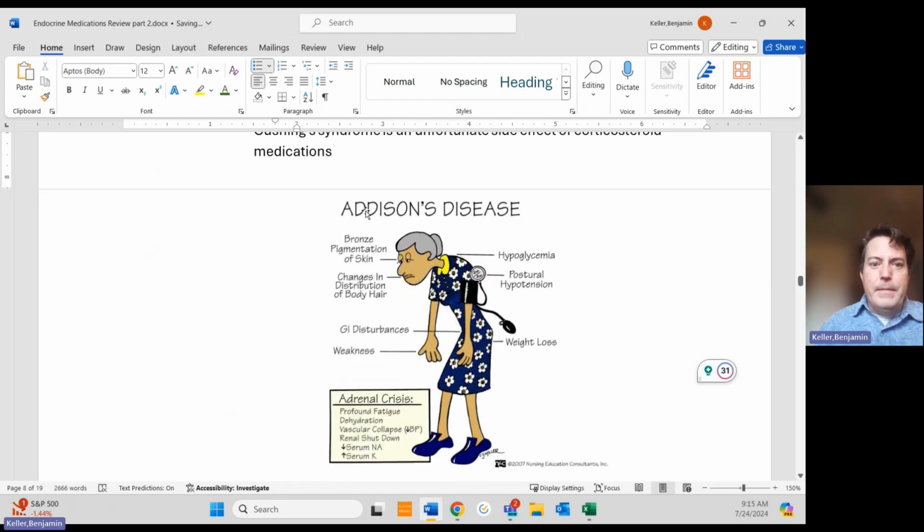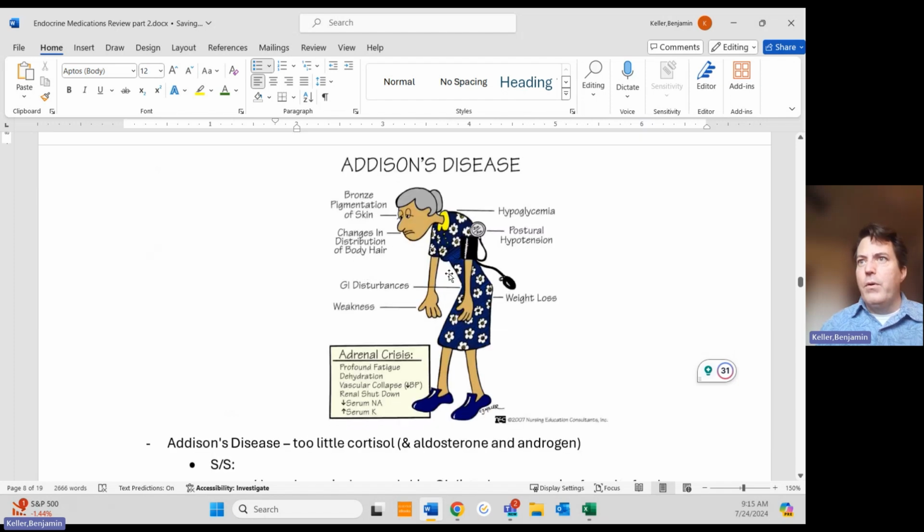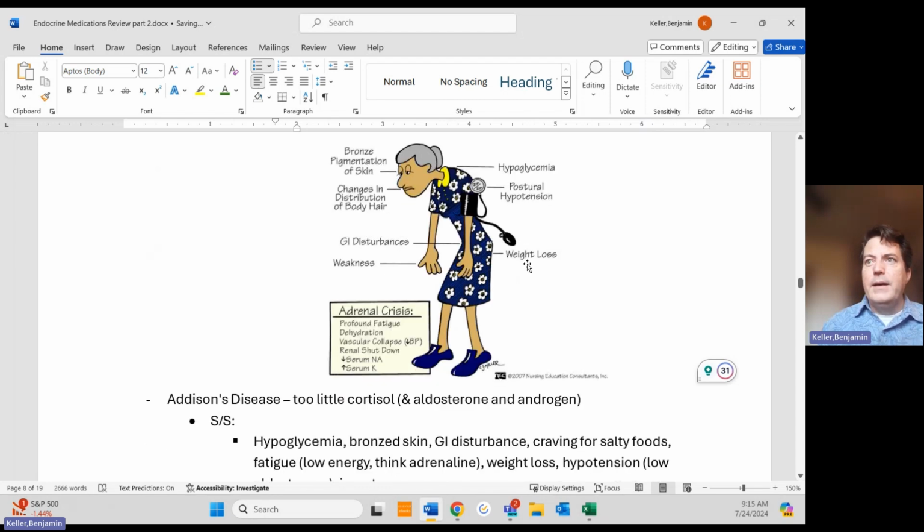That's the too much. Then we have on the other side of the Goldilocks, right? The too little. And too little corticosteroid is Addison's disease. And John F. Kennedy is a president a long time ago, before my time. I'm old, but I'm not that old. He had it, and he had bronze pigmentation of the skin and changes in like GI disturbances, weakness, hypoglycemia, weight loss, those types of things.